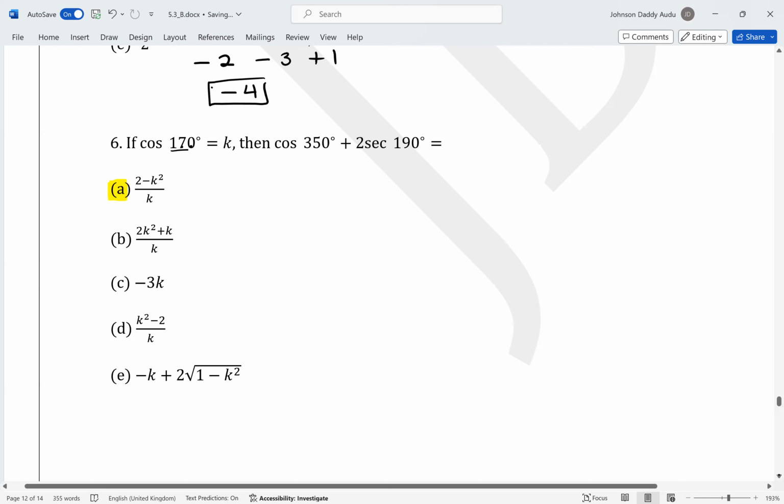So this is going to be minus cosine, right? And now what will be the reference angle? Remember, since we're in the second quadrant, it's going to be 180 minus 170. So this is just minus cosine of 10 degrees equals k. And this is like saying that cosine of 10 degrees equals minus k.